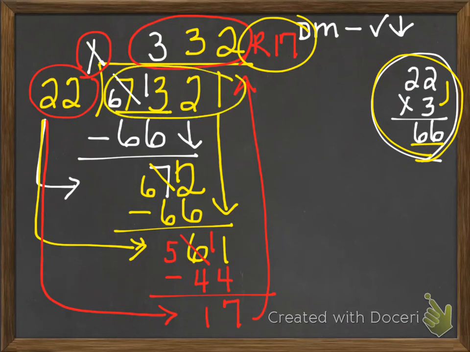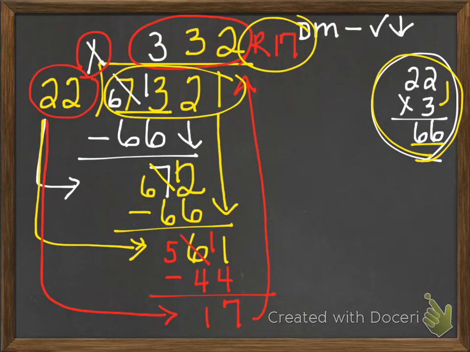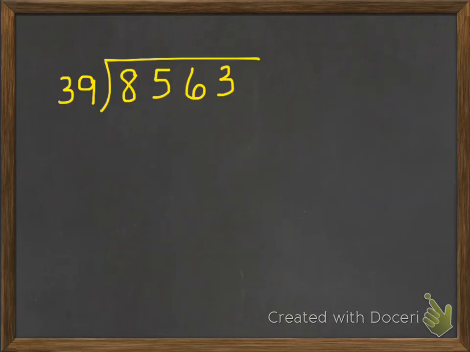7,321. So it's always very important to check your work, especially with long division, because there are so many steps involved that you can very easily make a mistake. All right, let's try this one.